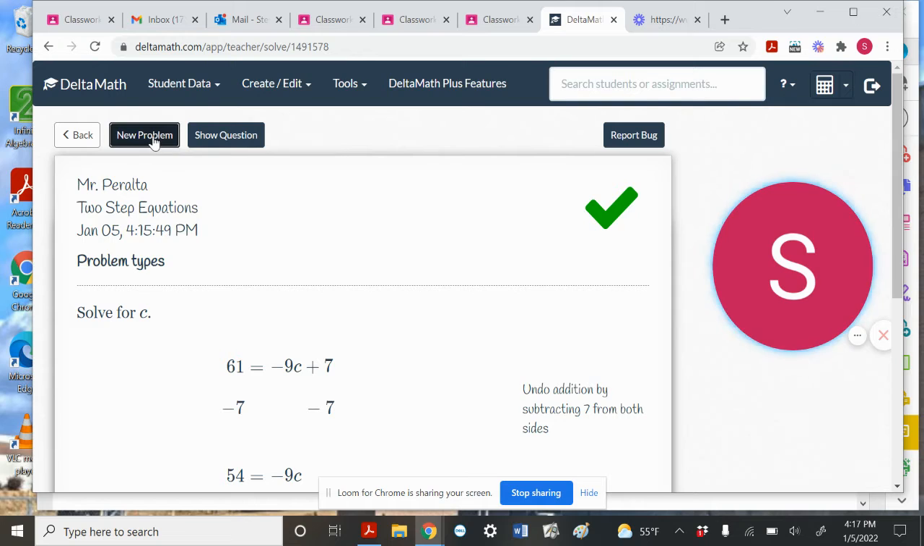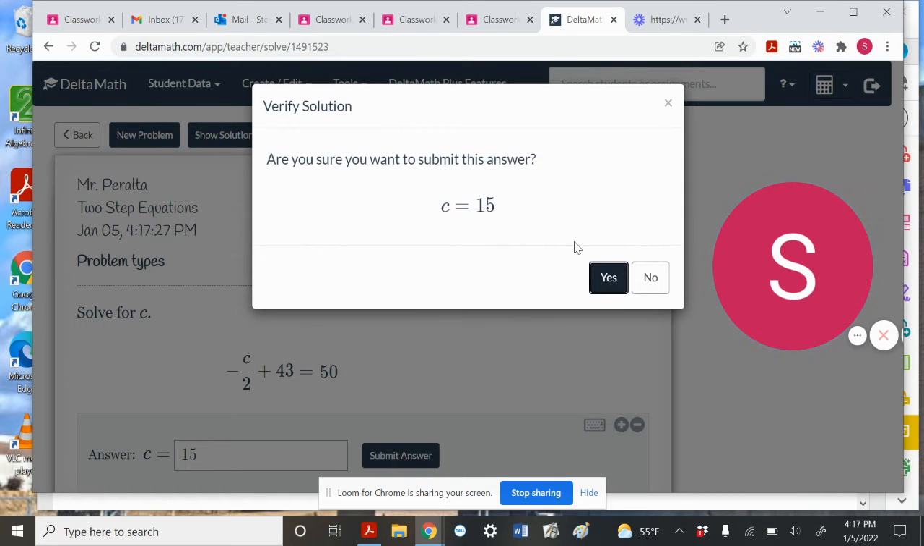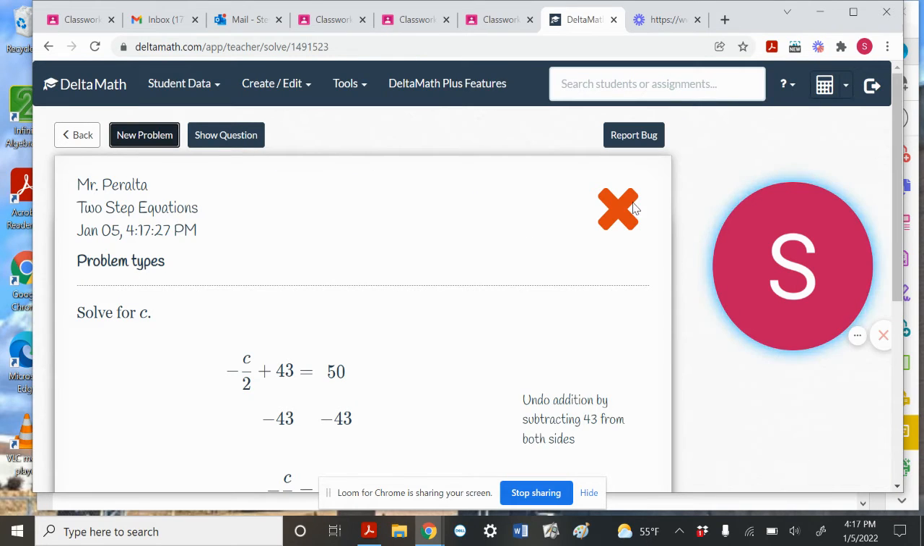And then if I go to New Problem, and it gives me another problem, and I say C equals, I'm just going to make up a number, which won't work. C equals 15. I'm going to submit the answer. I'm going to say yes, I want to do that. And this time it tells me no.